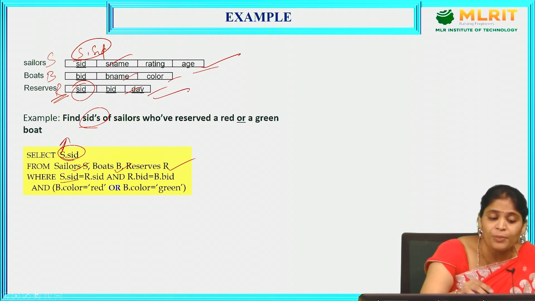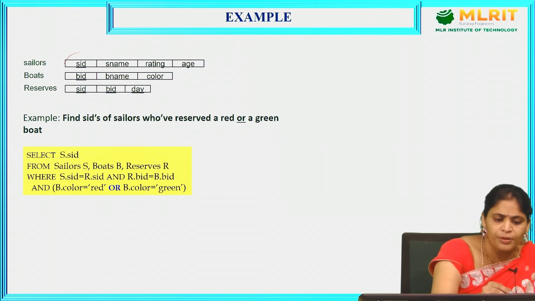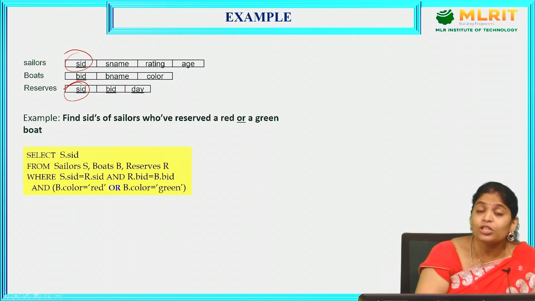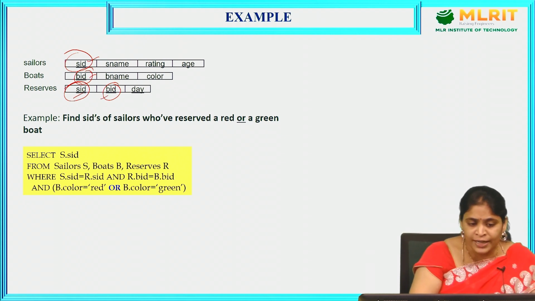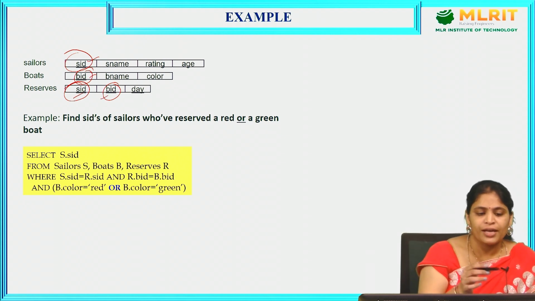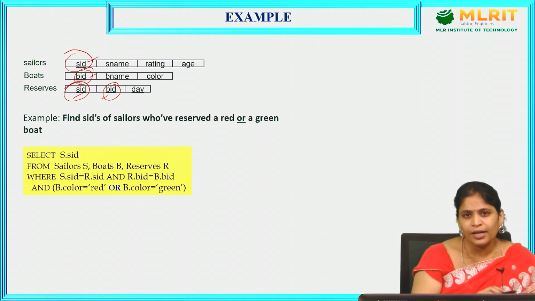And what is the common value between reserves and boats? What are the common values between sailors and reserves? SID. What are the common values between reserves and boat? BID. So, based upon these 3 common values, these SID and BID, these common values we used to relate the tables here.